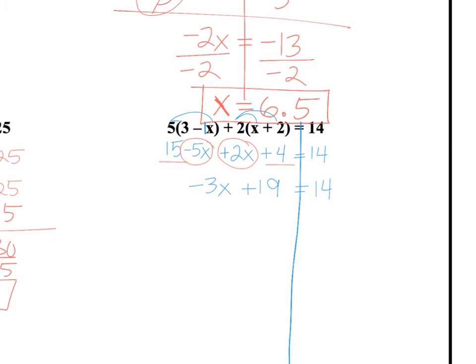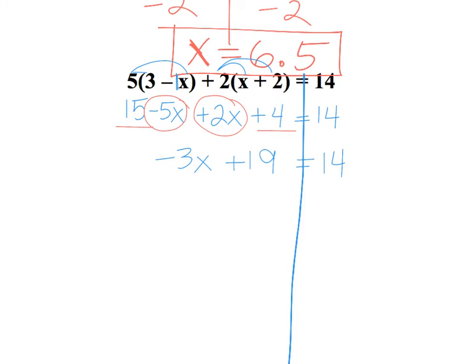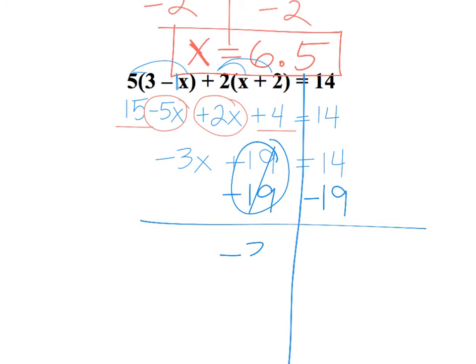What do I do next, Carson, with a C? So I'm left with negative 3x is equal to negative 5. And then last thing I should do, Muhammad, is what? I divide negative 3 on both sides.